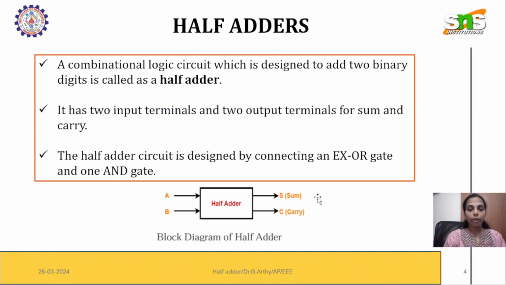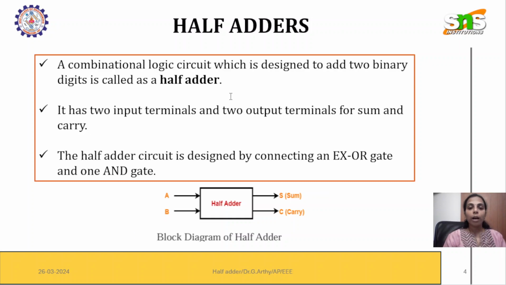Let us look into the half adder. A half adder is a combinational logic circuit which is designed to add two binary digits. What is a combinational logic circuit? A circuit where the present output depends only on the present input. That is, the system does not have a feedback path or memory. Such a circuit is known as a combinational circuit, and the opposite of this is the sequential circuit. Later we'll be discussing that.